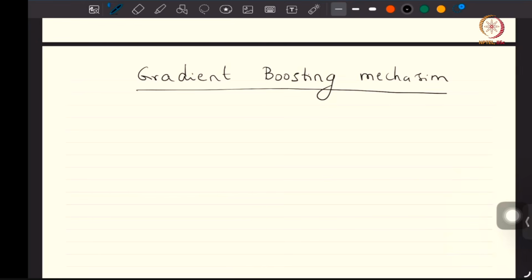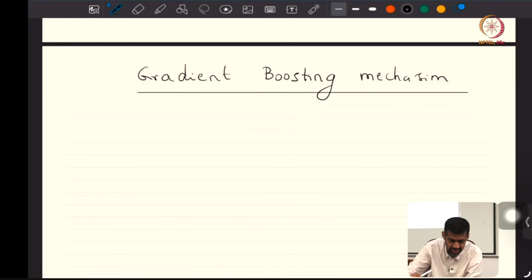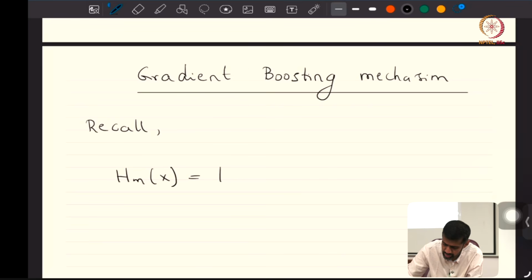Welcome back. So, we will see a principled way of doing it, which is called the gradient boosting mechanism. So, recall that we have h_m(x) equal to h_{m-1}(x) plus alpha_m times h_m(x).